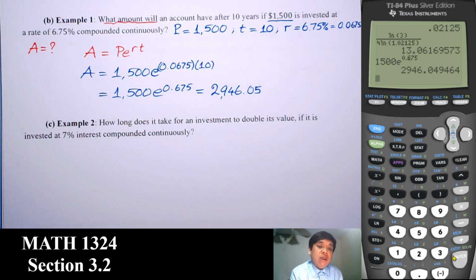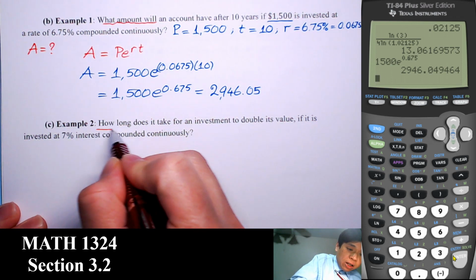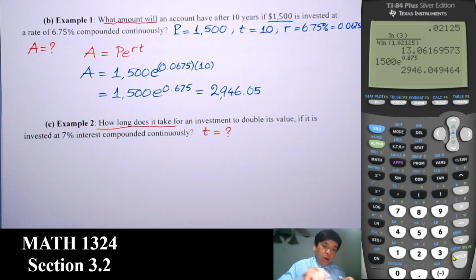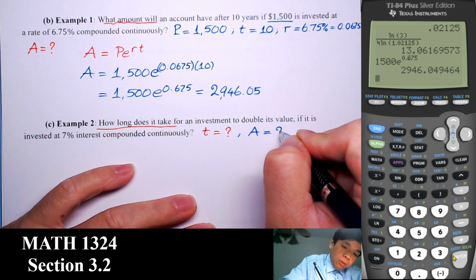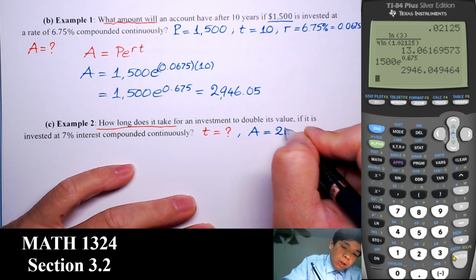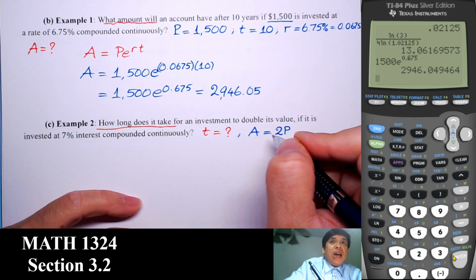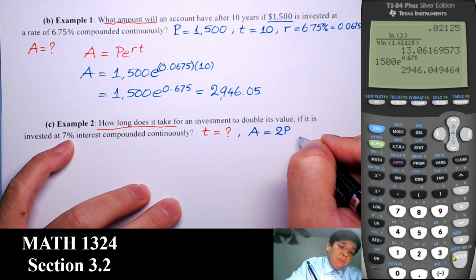How long does it take for an investment to double its value if it is invested at 7% interest compounded continuously? So what do we have? First, how long does it take? So it's asking for time, to double the value. Meaning that the future value is twice the principal. What we have in the future will be twice what we have now. So we have that, and 7% compounded continuously.